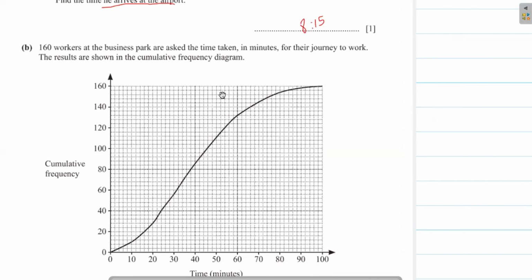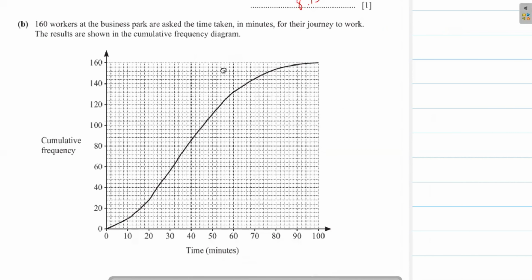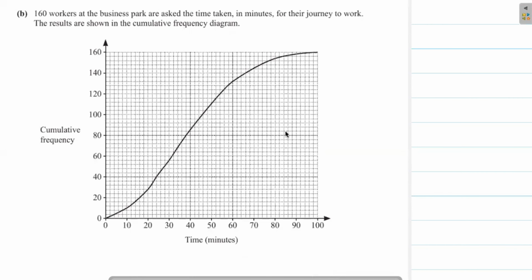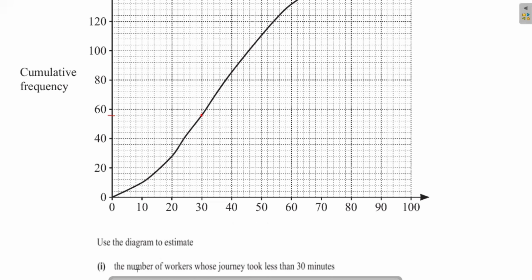Part B. 160 workers at the business park were asked the time taken in minutes for their journey to work. The results are shown in the cumulative frequency diagram. Use the diagram to estimate the number of workers whose journey took less than 30 minutes.